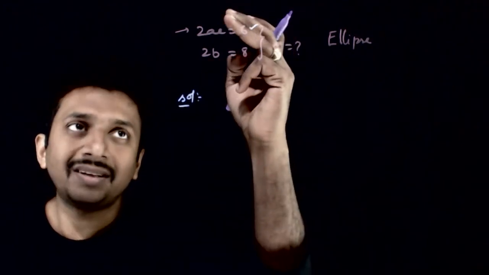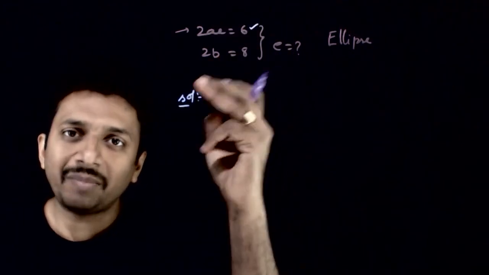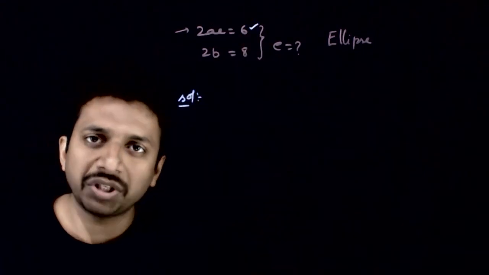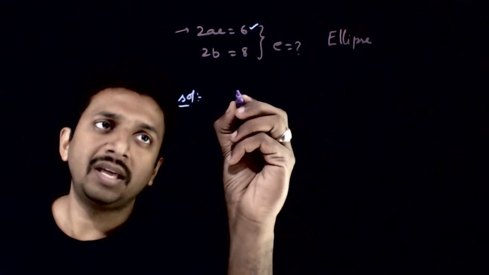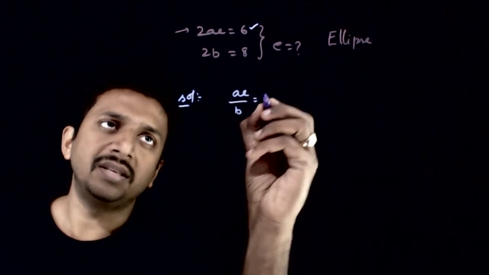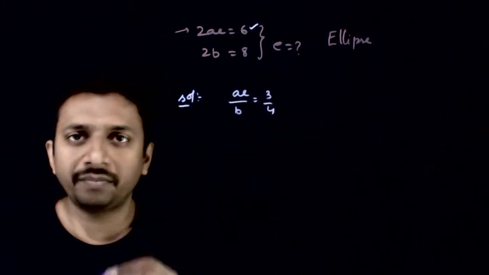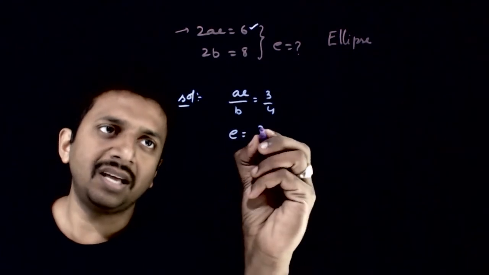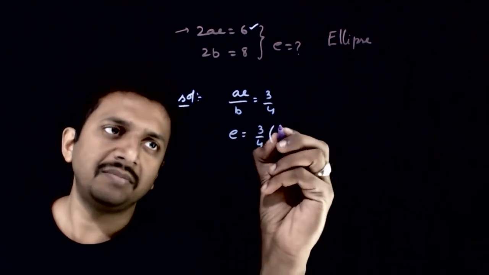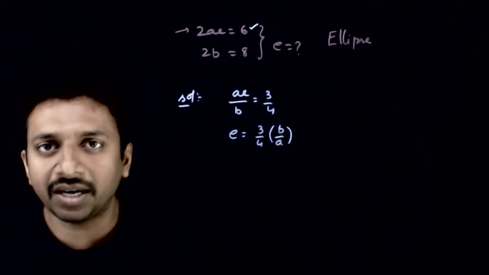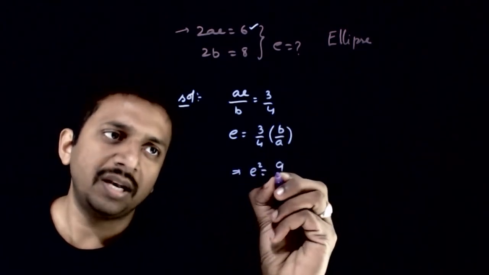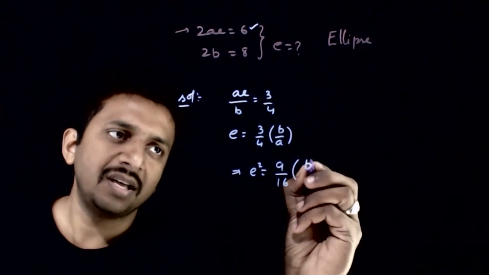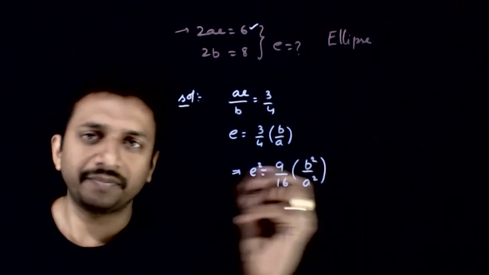So we know that the distance between the foci is 2AE and the minor axis is 2B. These are the mathematical equations corresponding to the given information. So if you divide these two, AE by B is equal to 3 by 4. This implies E is equal to 3 by 4 times B by A, right? This implies E square is equal to 9 by 16 times B square by A square.